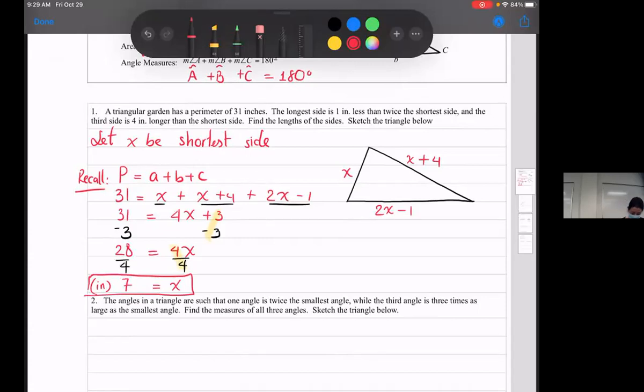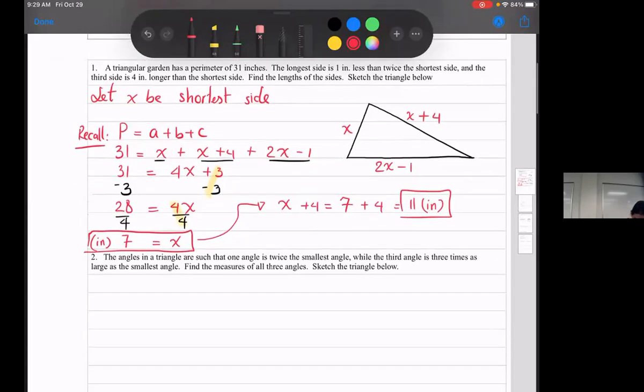So x plus 4 equals 7 plus 4, which is 11 inches. That's the second. And then the last one is 2x minus 1. This is 2 times 7 minus 1, which is 13 inches.